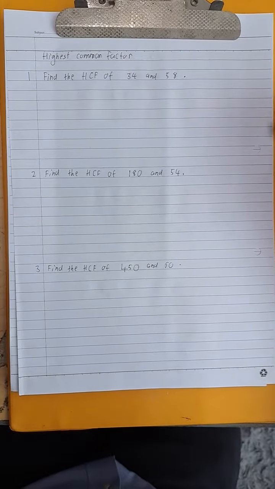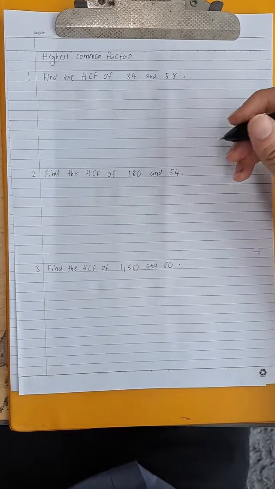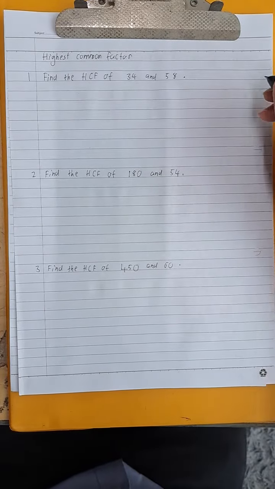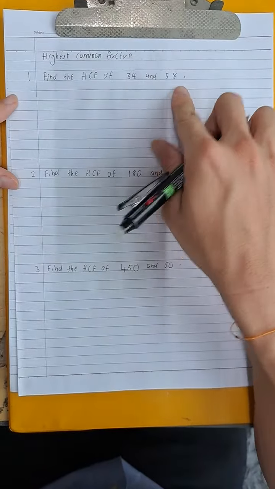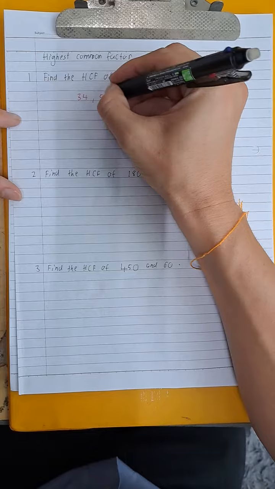Okay, so this is how we do highest common factor. It works the same like lowest common factor, but we just stop short. Now, what do I mean over here? So let's see this question. I'll write this down, 34 and 58.